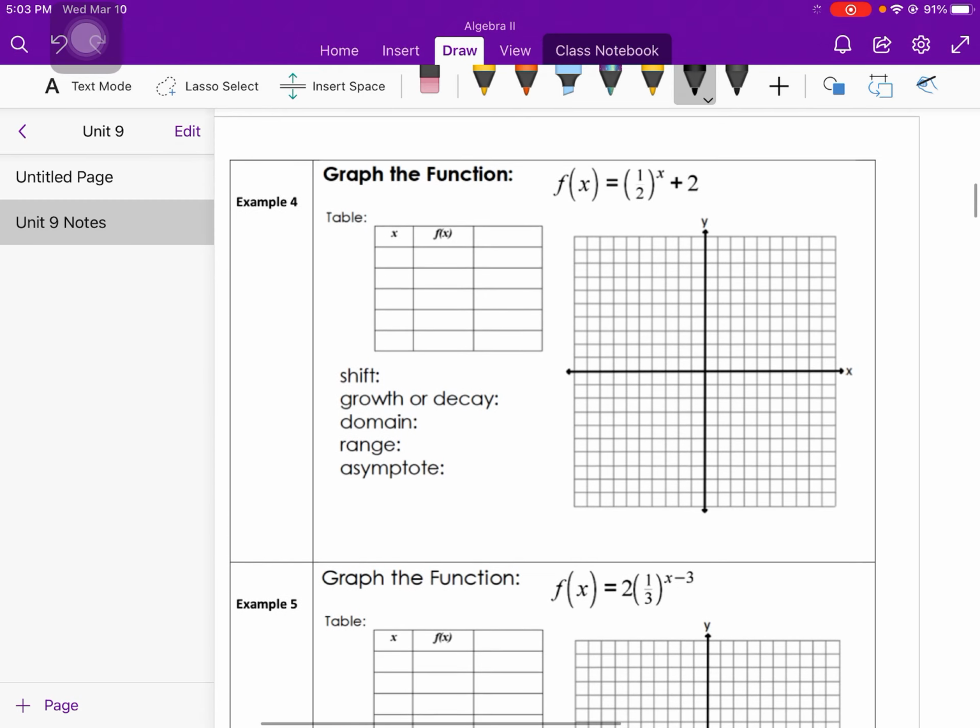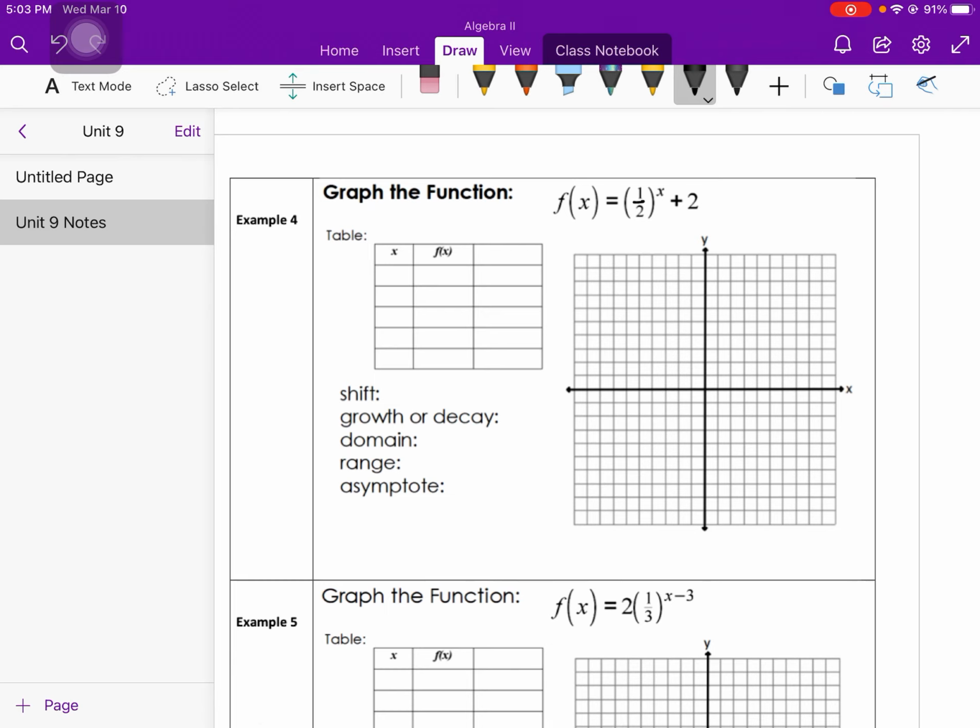All right, so now we kind of see that. Now we're going to see one that's a little different, and we're going to have a different shift. So this time the table, we're still using the same values, -2, -1, 0, 1, 2. The shift though is we have this +2, so that means it's not with the x, so it's 0, 2. We're going up 2 as our new starting point, if you want to think of it like that. This is actually going to be decay as well, so we're getting two new things here. The reason is because 1/2 is less than 1, so that's how we know it's decay.